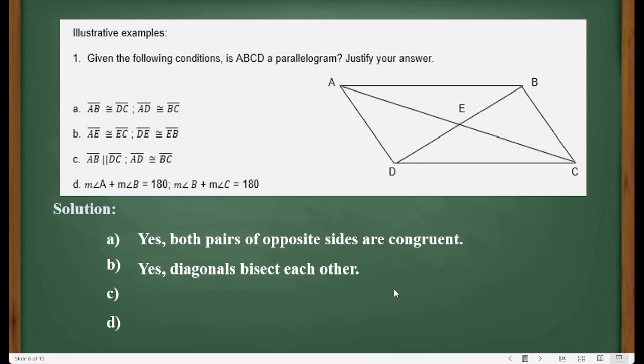Okay. Next, how about letter C? Segment AB is parallel to segment DC. This one. And from the other pair, segment AD is congruent to segment BC. So, with this given condition in letter C, is quadrilateral ABCD a parallelogram?